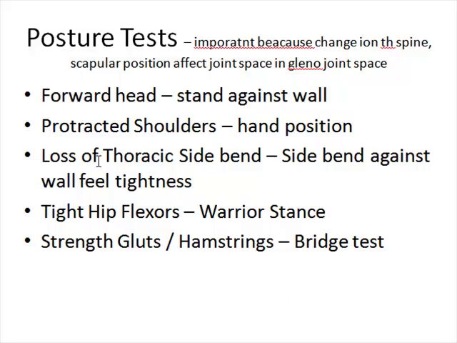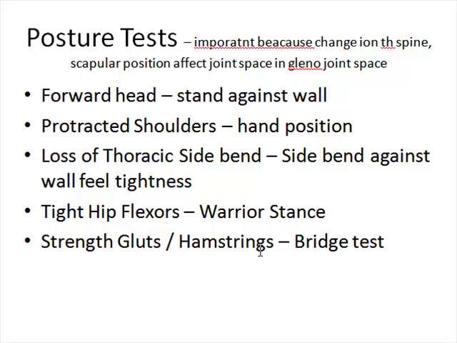A loss of thoracic side bend movement might indicate tight latissimus dorsi, and this could also lead to increased impingement in your shoulder. The therapist might ask you to stand up against a wall and just have your arms out to the side and just side bend each way. If you feel an increased pulling sensation in the side of your rib cage, this could indicate tightness.